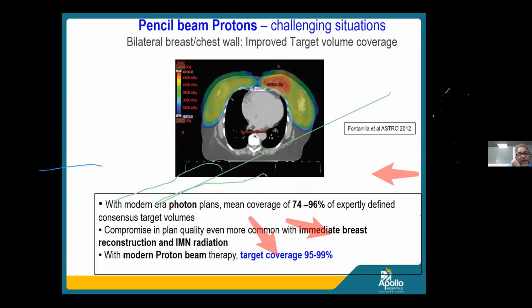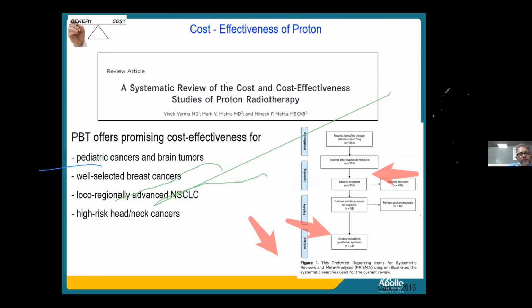Also, in bilateral breast cancer, where sometimes we used to use bilateral arc therapy with electrons, still some spillage and inhomogeneity would take place. But with modern methods, you can potentially use proton therapy with fixed fields. You can use one or at most two or three fields, which can result in a similar dose distribution, much better than the photon world.